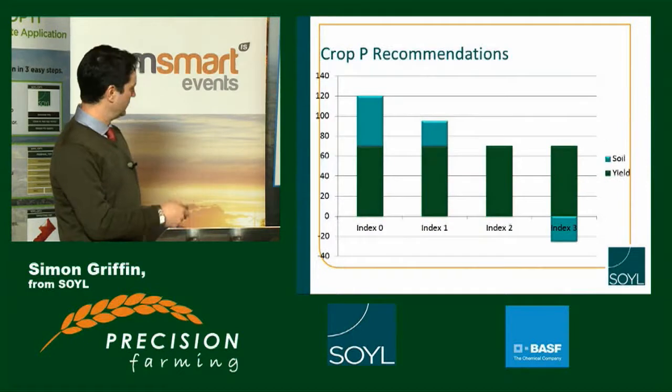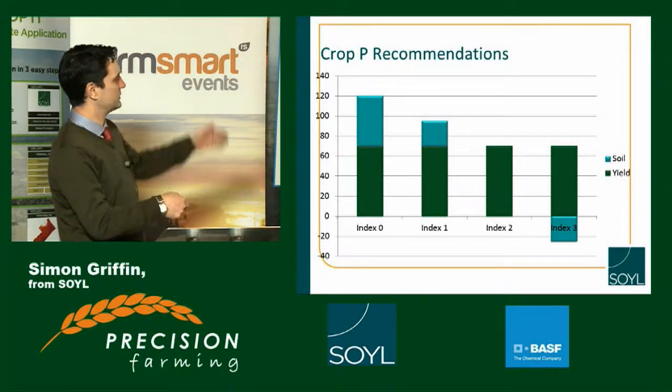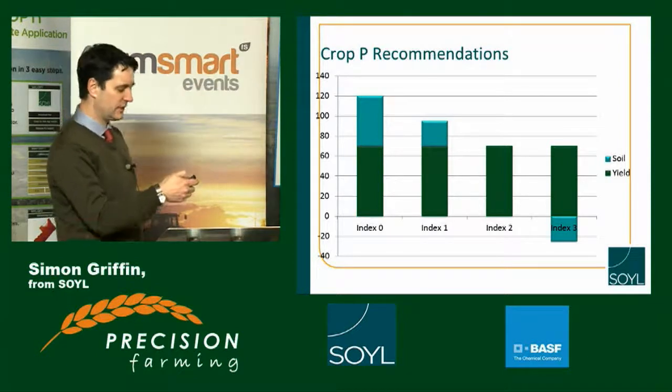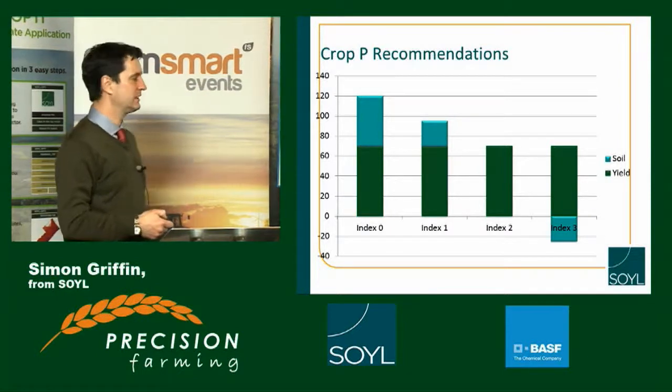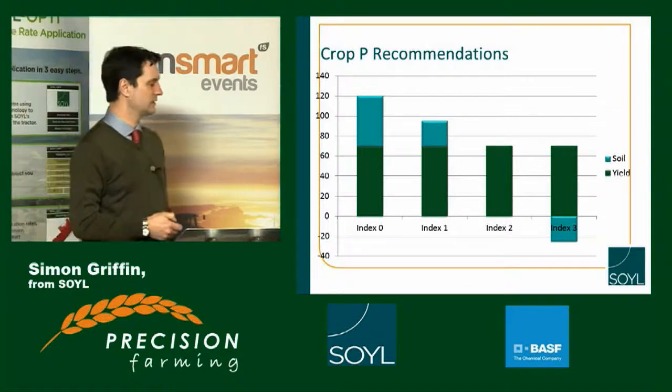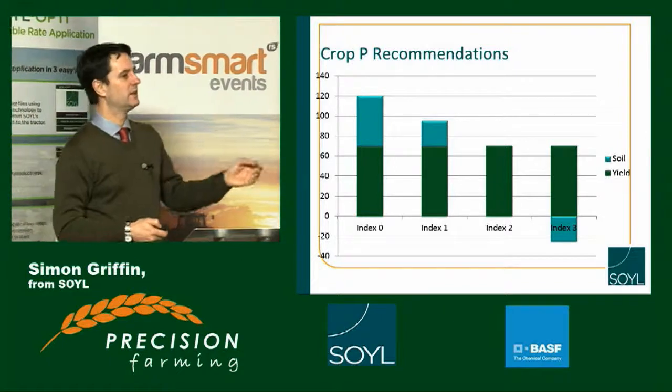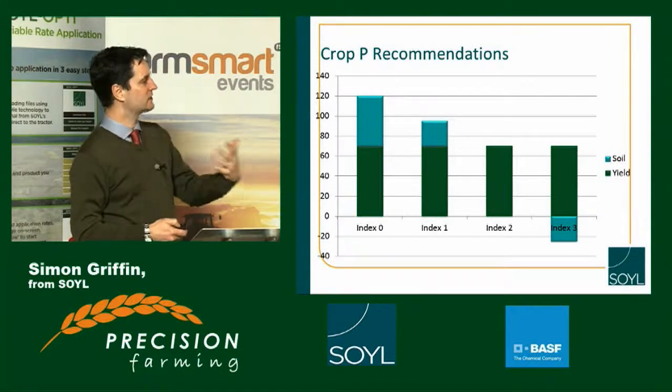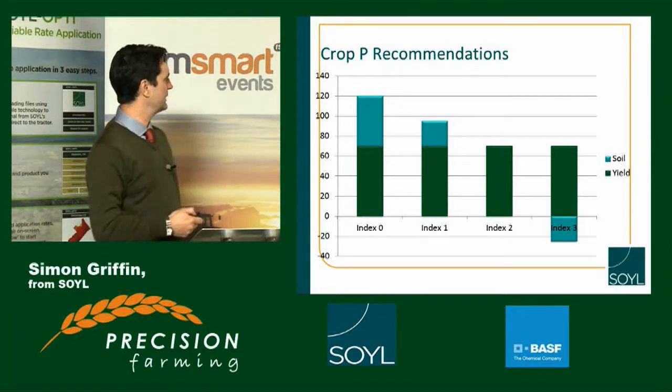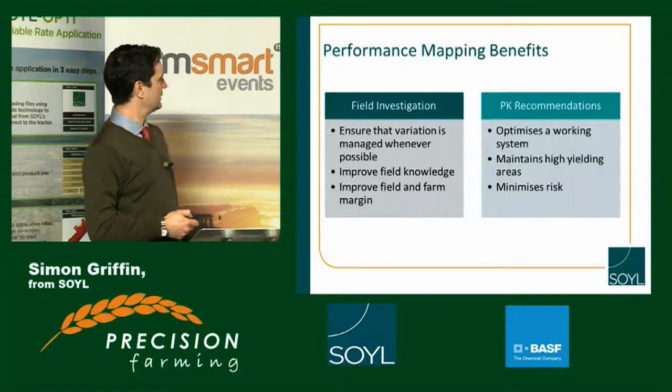Okay, so now not only do we at each index have a variable factor for soil, but we remove this flat factor for yield, which are the green bars, and that also starts to vary as well. So again, very simple application for using the information. But we need to be sure that it's a consistent trend and that it's likely to happen again next year. So we need this analysis. Okay, so benefits of field investigation and PK are there to be seen.